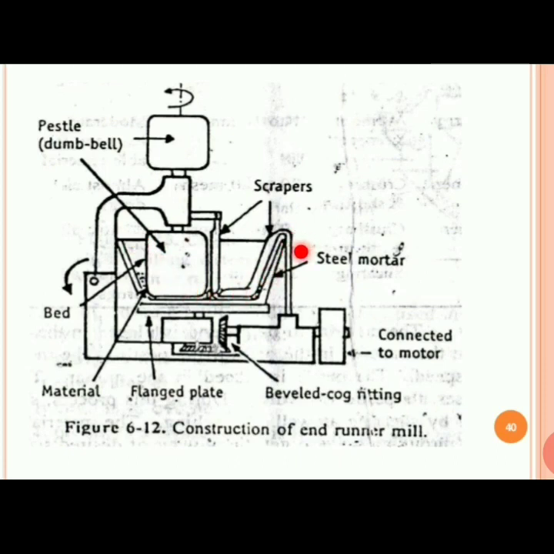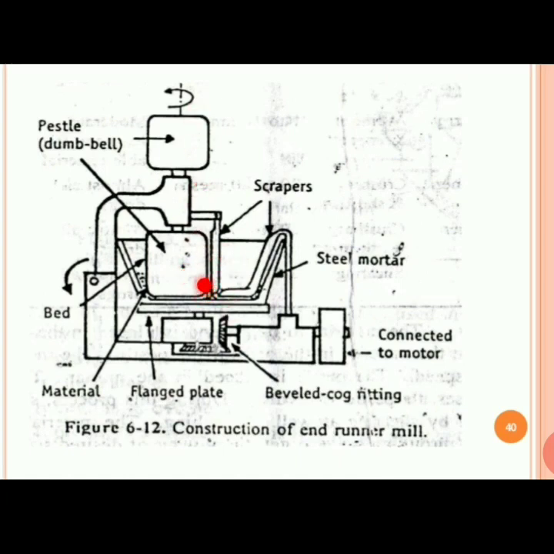Then it is connected at the bottom side. Here at the bottom side a flanged plate is present, and also one beveled cock is fitted. It is used for cleaning or modification purposes. These flanged plates are welded or screwed. The pestle is round from the bottom side at the center.